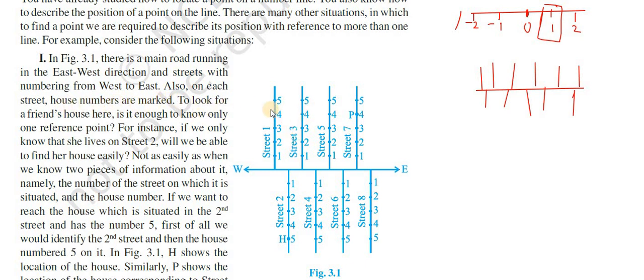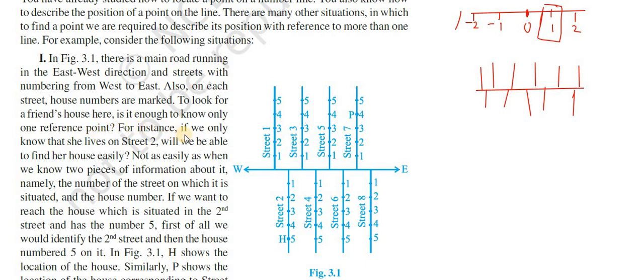Suppose this is your street. In your street, are the house numbers the same for all the houses? No, right? The house numbers vary from one house to another house. Suppose the house number here is 1 and the next number is 2, 3, like that they give serial numbers, right? So to look for a friend's house, is it enough to know only one reference point?